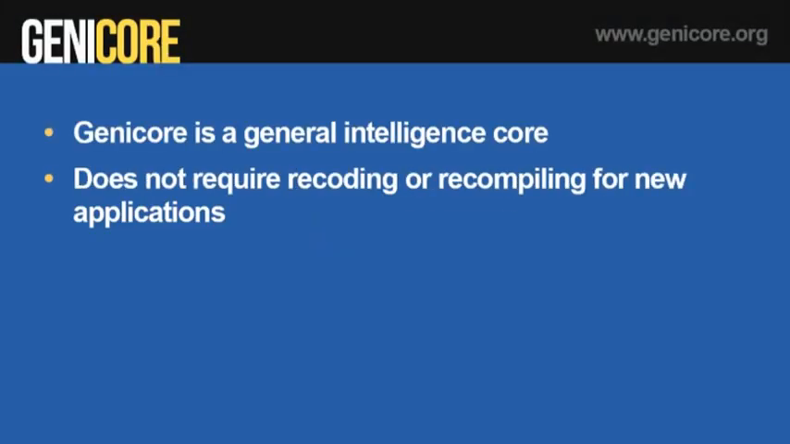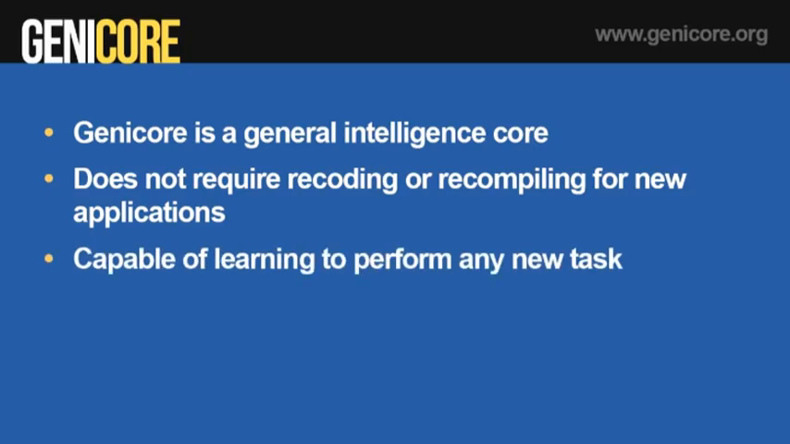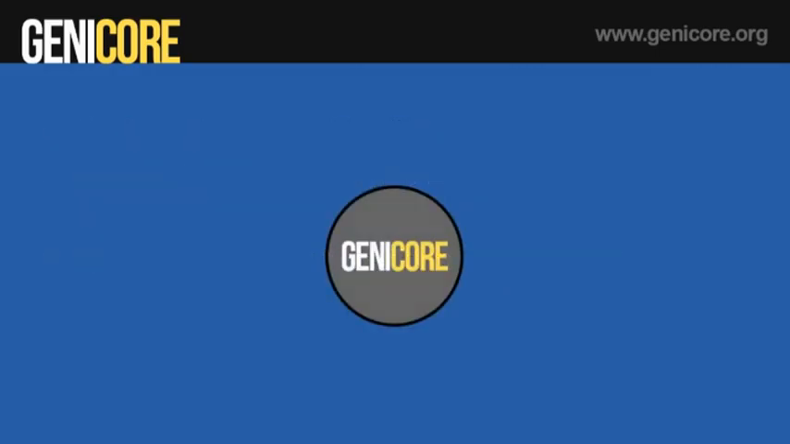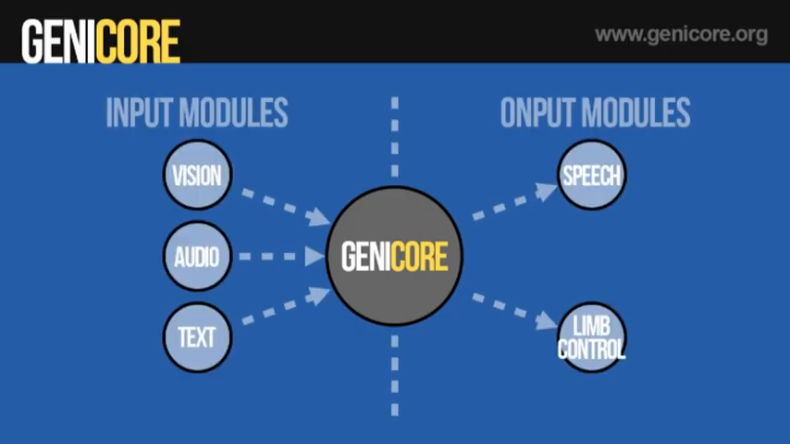The goal of the Genicore Project has been to build a general intelligence core that does not require revision or recompiling when switching from one application to another, to create true artificial intelligence capable of learning, adapting, and optimizing itself for any given task. Since Genicore is a general intelligence which does not change structurally, it relies on input-output modules.